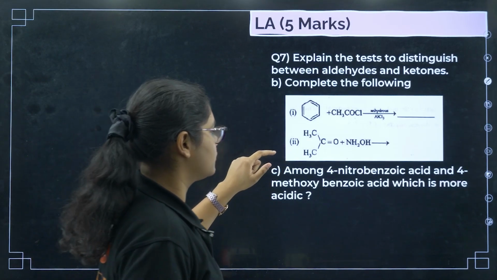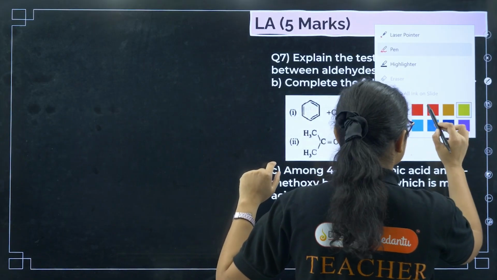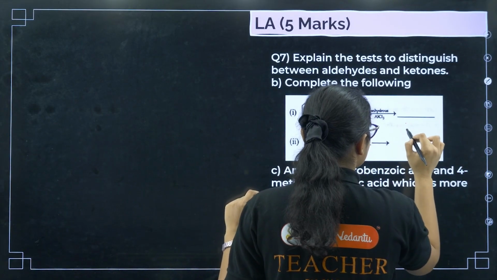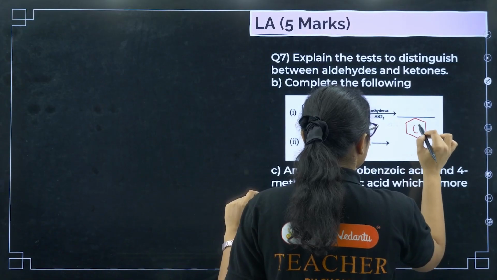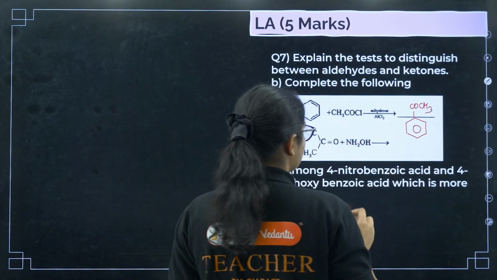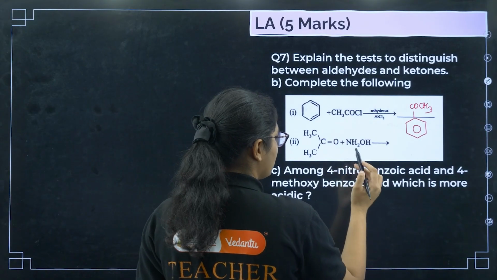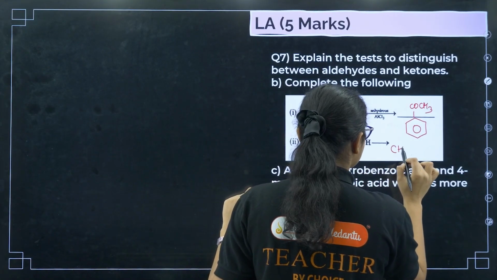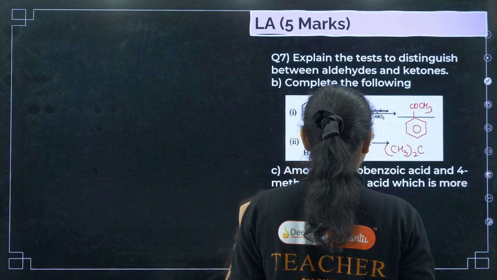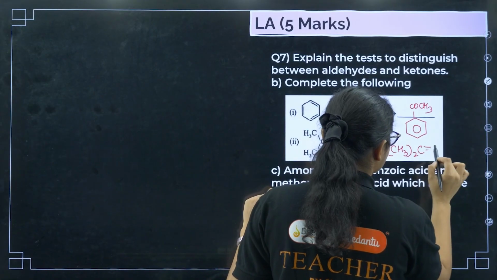Complete the following. Here there is a simple acylation, CH3COCl with anhydrous AlCl3. You will get the product with COCH3. Then you have NH2OH, here H2O will be removed. So we have CH3 C, then I have double bond NOH.